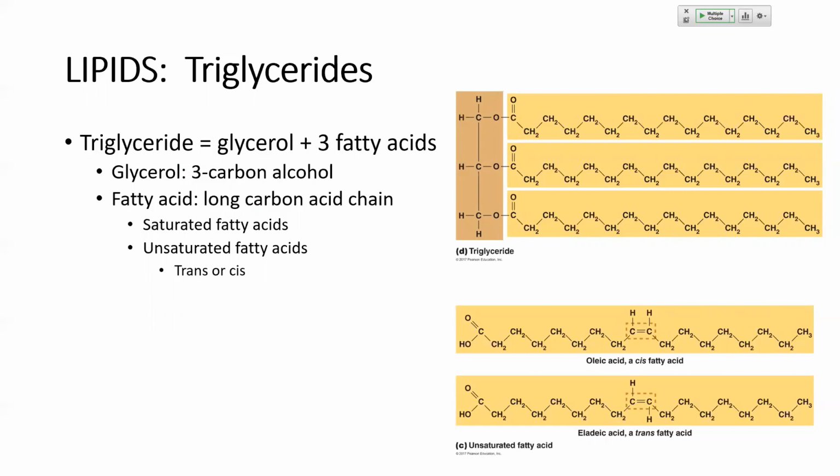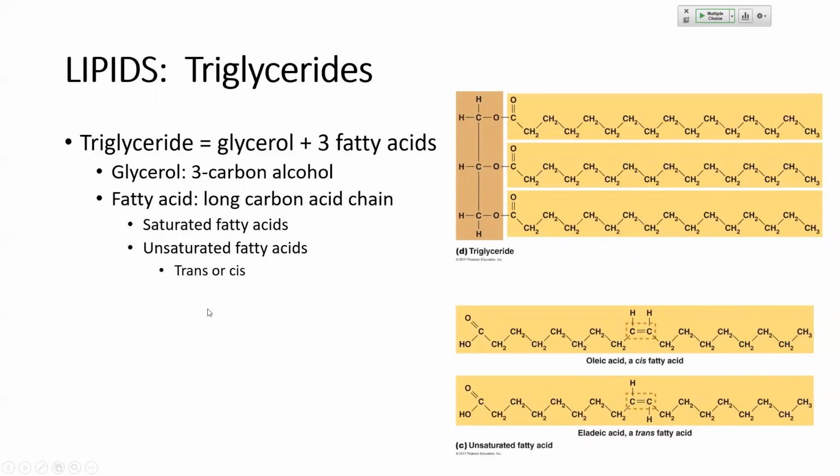Okay. An unsaturated fatty acid can also have 2 types. They can be trans or cis, depending on what face those hydrogens are on. So what face of the double bond do we find those hydrogens? If they're on the same side, we call them a cis fatty acid, and if they're on the opposite side, we call them a trans fatty acid.